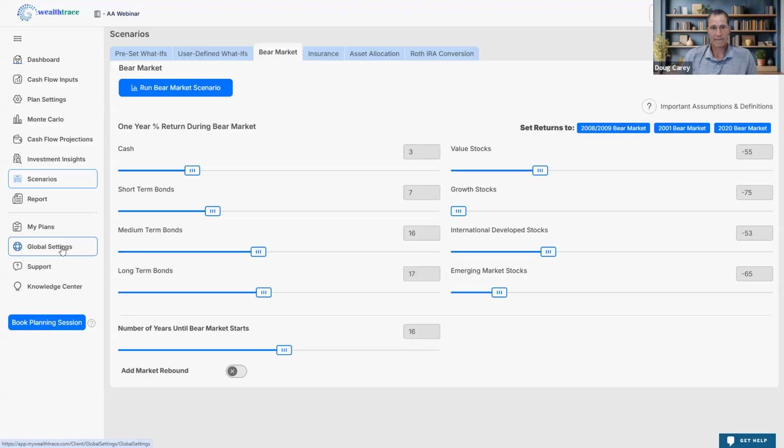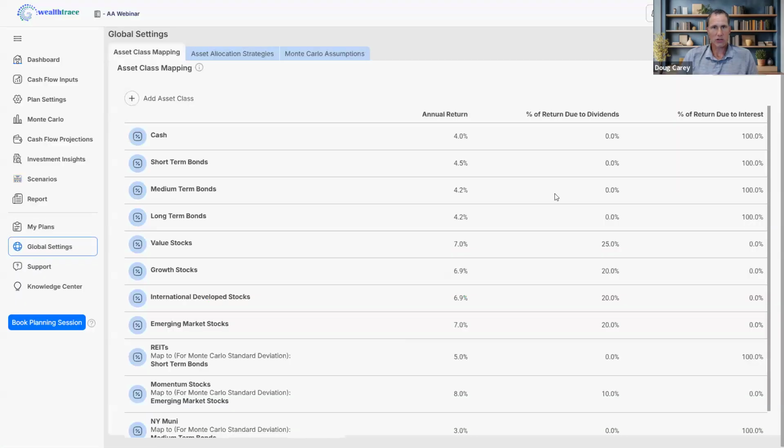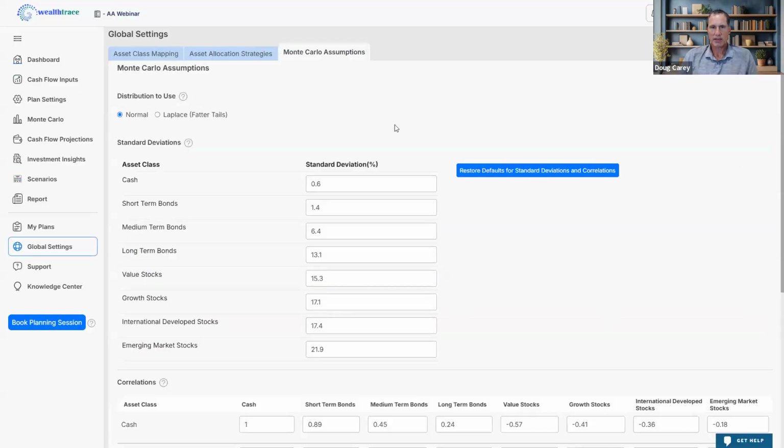And could you just quickly describe Laplace for everybody? Yeah, so under global settings, Monte Carlo assumptions, you actually can choose your distribution. Normal distribution is used in a lot of fields, and it is usually the default for finance as well. But there are many who will say that the tails, the extremes of both ups and downs, are fatter than they used to be, so more likely, and that's a Laplace distribution. So if you looked at a bell curve, it would have taller tails, which means more extreme events are likely.